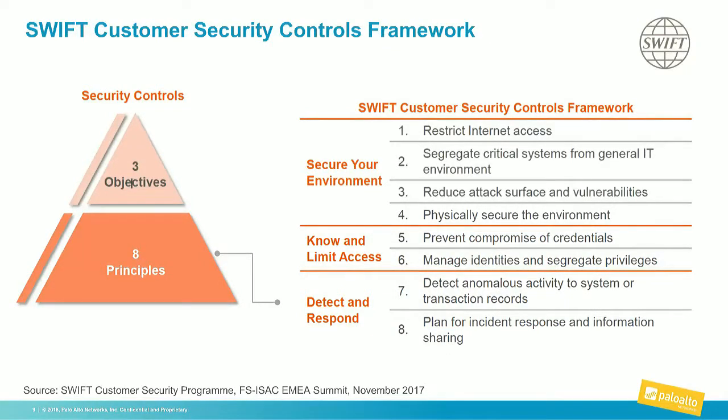All right, so here's just a quick look at how that SWIFT customer security controls framework is laid out. I'm not going to go through this in detail, but basically there are 3 main objectives that you can see in the middle of the page: secure your environment, know and limit access, detect and respond, and those are in fact supported by the 8 principles that you see there on the right-hand side of the page. Now, beyond that, or actually using this pyramid, below those 8 principles are in fact the 27 security controls that we're going to talk about.